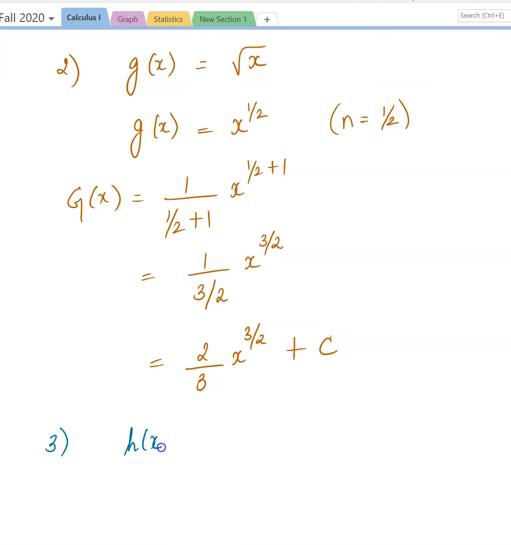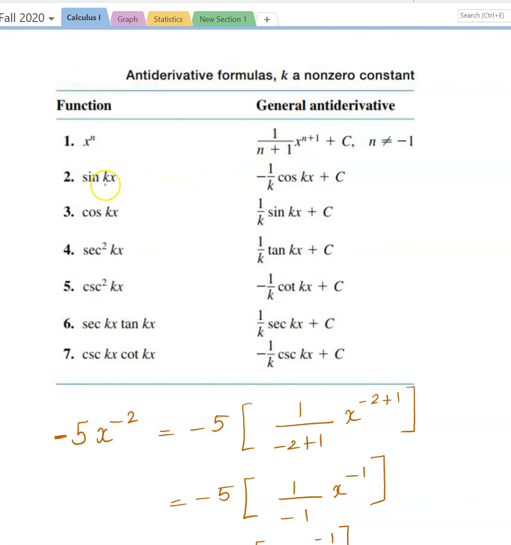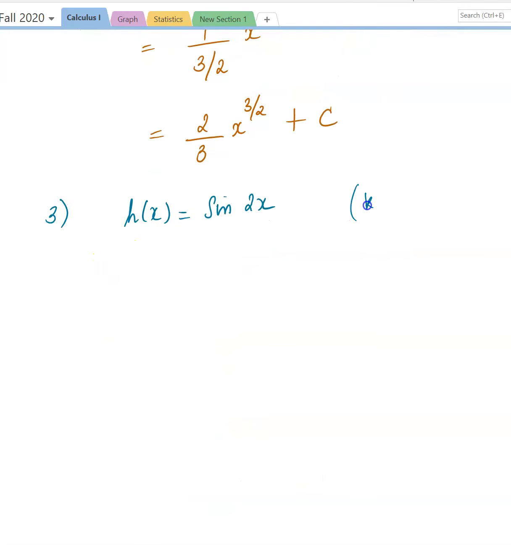Third problem is h of x equals sine 2x. So we have the formula for sine kx. Let me take you there. Sine kx, and the k in our case is 2 because it's sine 2x. It says negative 1 over k cosine kx plus c. We'll use that here. K is 2. So capital H of x would then be negative 1 over k cosine kx, so cosine 2x plus c. Very, very convenient there.